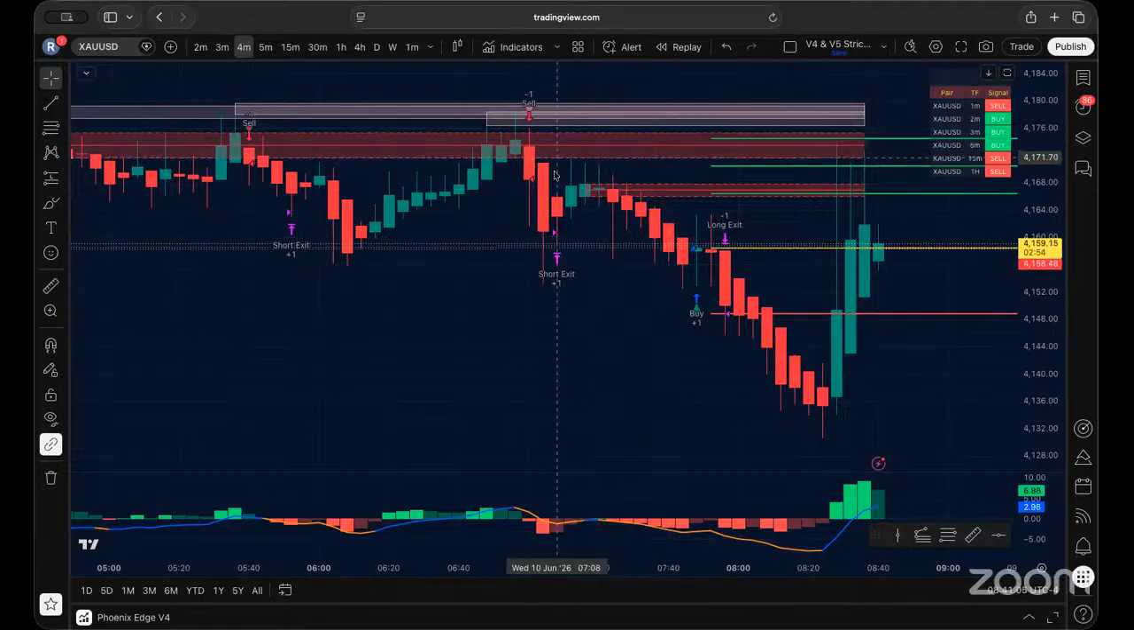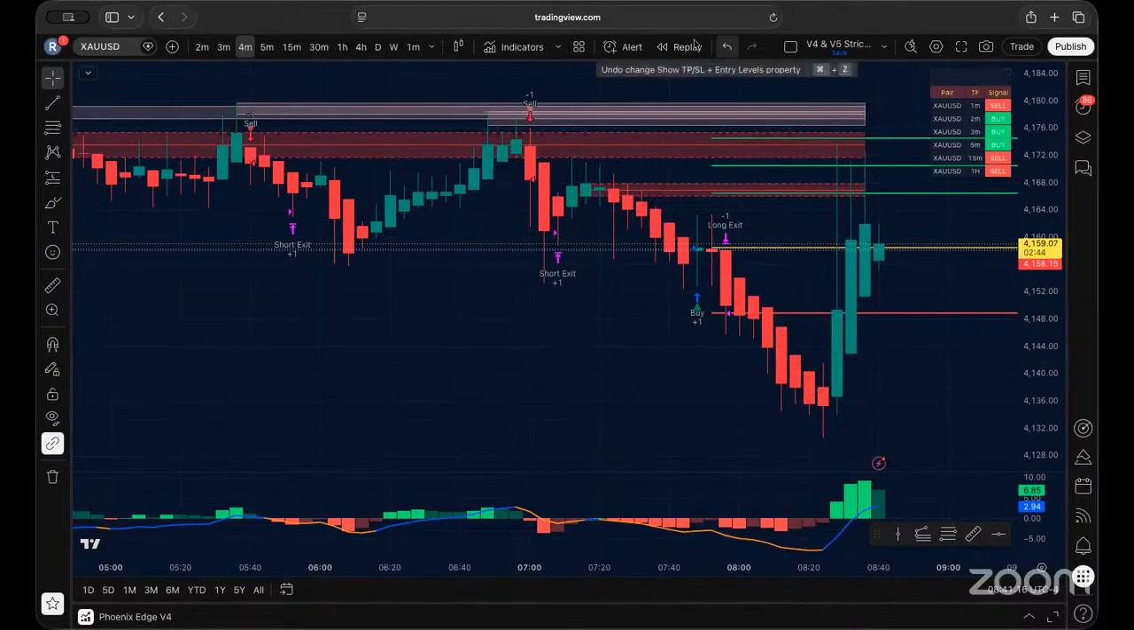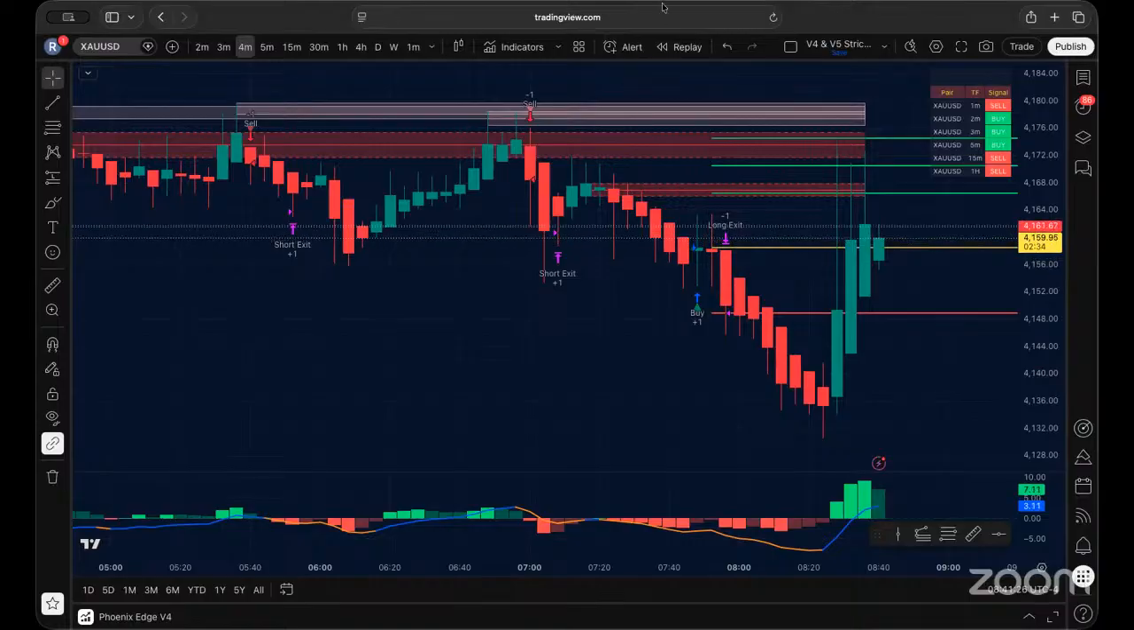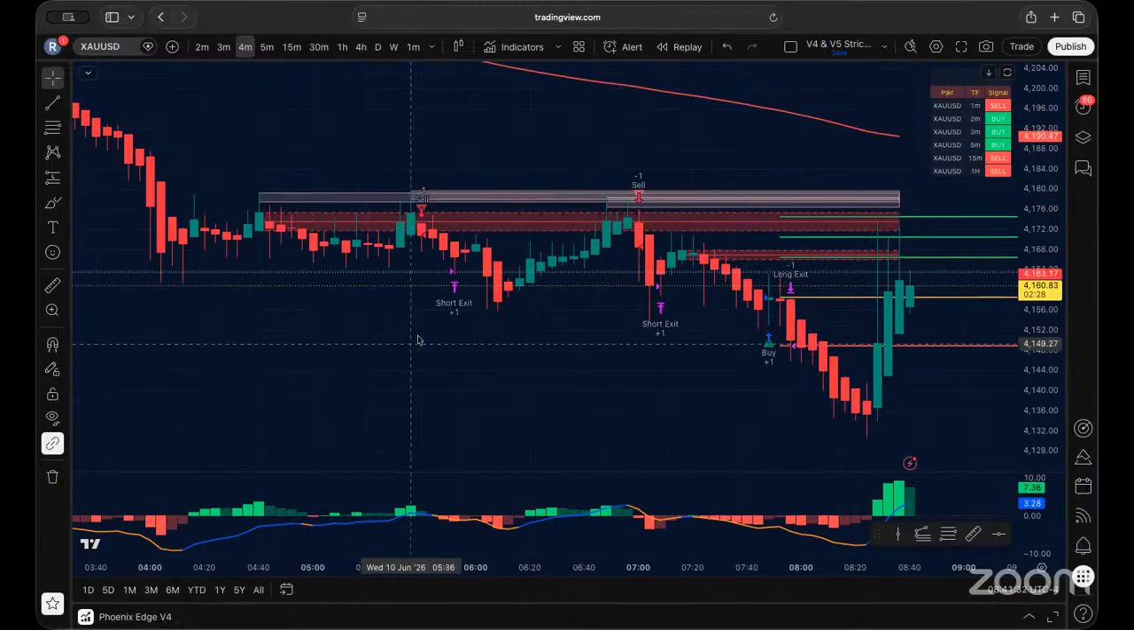I do want to ask before I show a buy signal example, does anybody have any questions from what I went over so far? All right, and feel free to unmute if you do have a question. Sounds pretty simple, right?